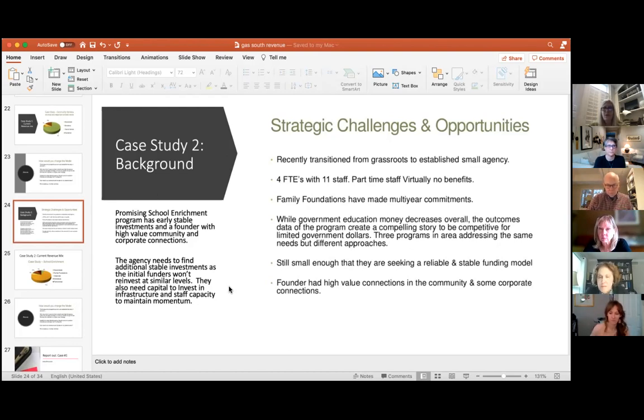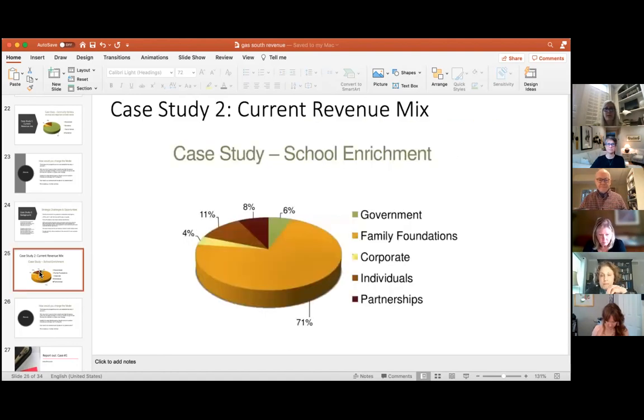There are competitors that are very similar to them, but they actually have very different approaches. They're addressing the same needs, that's what I mean by similar in terms of the groups they're going after, but they have very different approaches. And they're still small. They've gotten some initial funding, but it's still experimental in terms of how they're creating their revenue mix. And they have a founder that had high value connections in the community and some really good corporate connections.